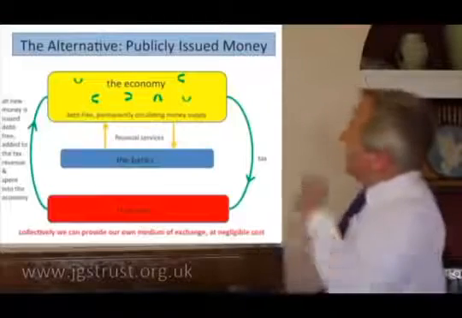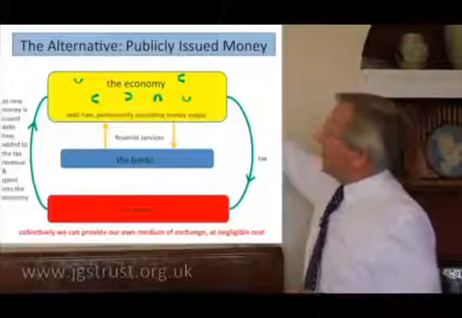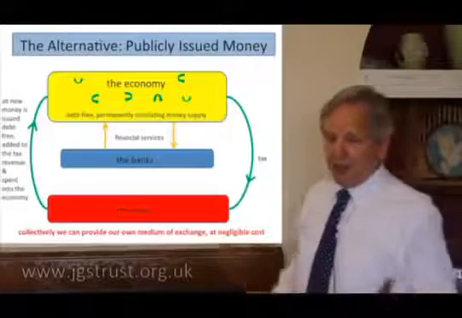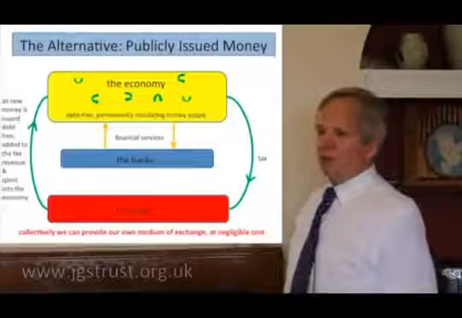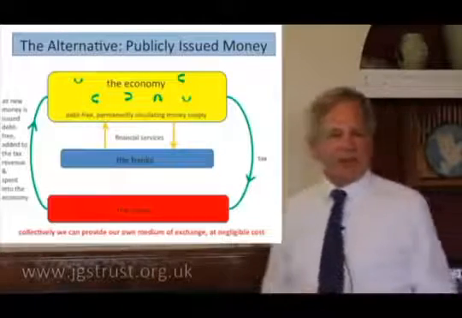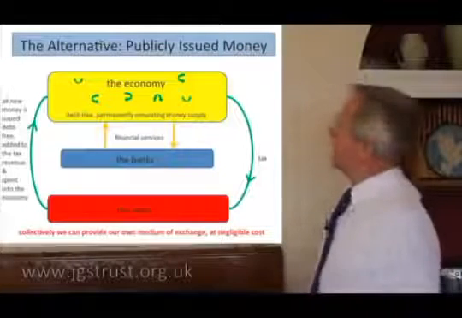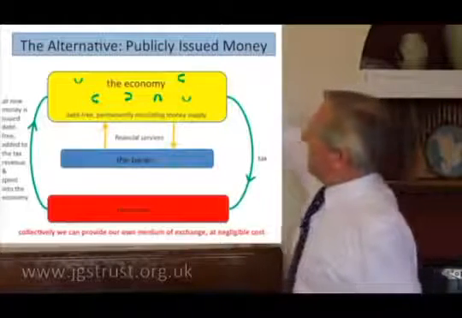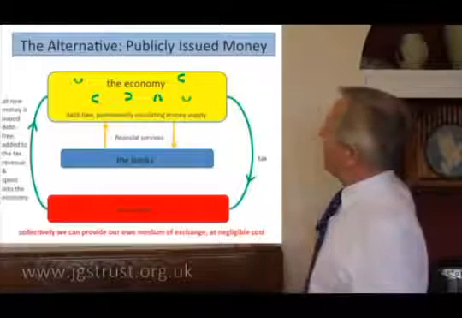What's the alternative? Well, we could do it this way. Here's us in the economy, and instead of using numbers which are lent to us by commercial banks, we could have our own numbers. We could issue them collectively, all of us. And they could be permanent. And the money supply could go round and round indefinitely as we conduct our business.